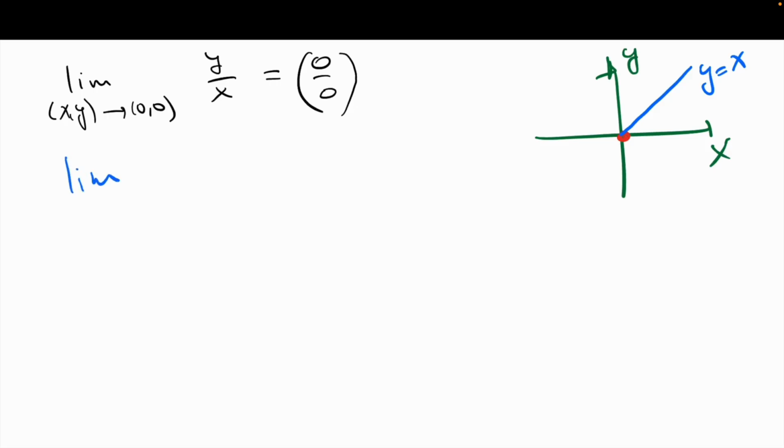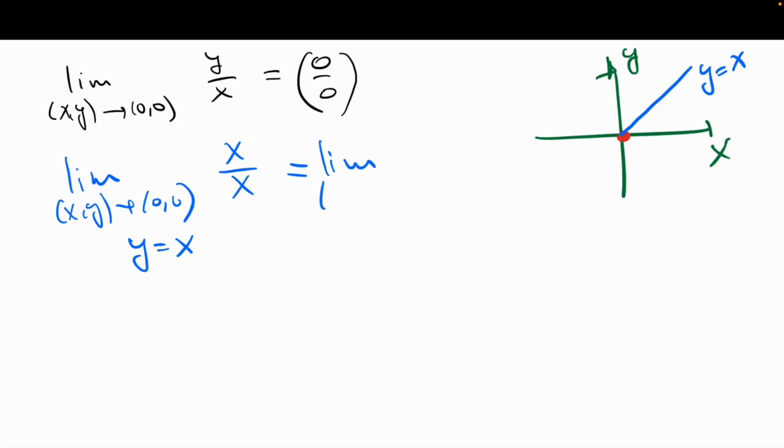Let's calculate the limit when (x, y) goes to (0, 0), but when y is equal to x. If y is equal to x, we are going to have x over x. So x divided by x is 1. So the limit when (x, y) goes to (0, 0) of the number 1 is just 1. So we calculate that if we approach (0, 0) in this direction, the limit is 1.